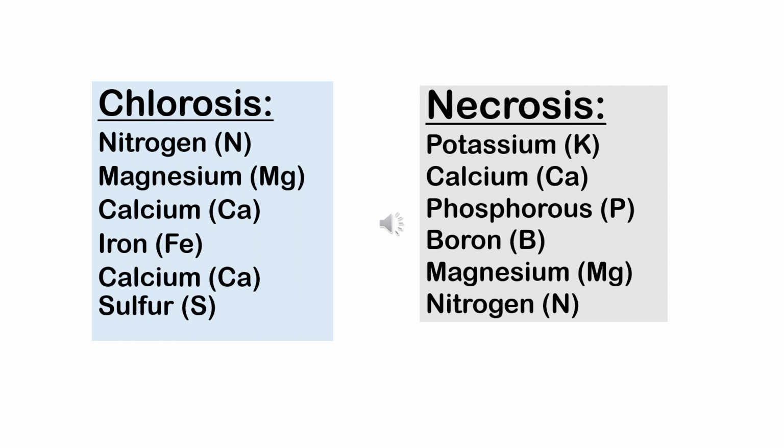Now see which elements are responsible for chlorosis, mainly nitrogen, magnesium, calcium, iron, and sulfur. And for necrosis, those are potassium, calcium, phosphorus, boron, magnesium, and nitrogen.